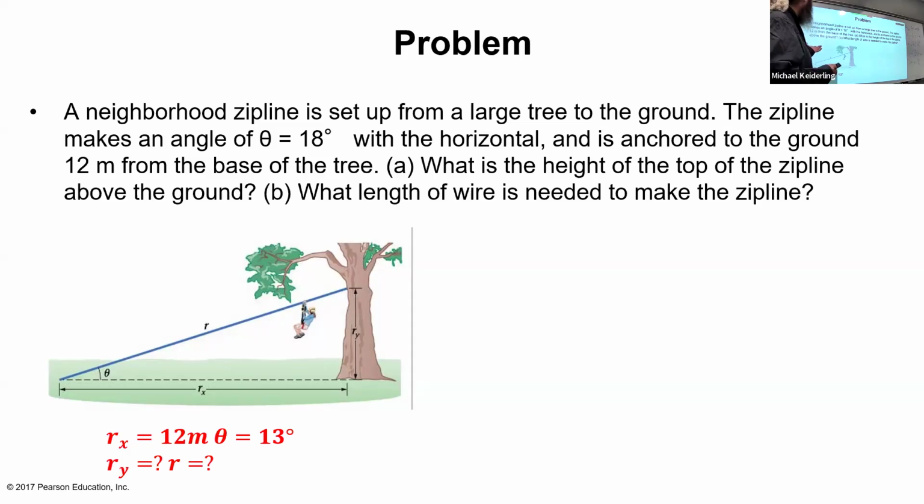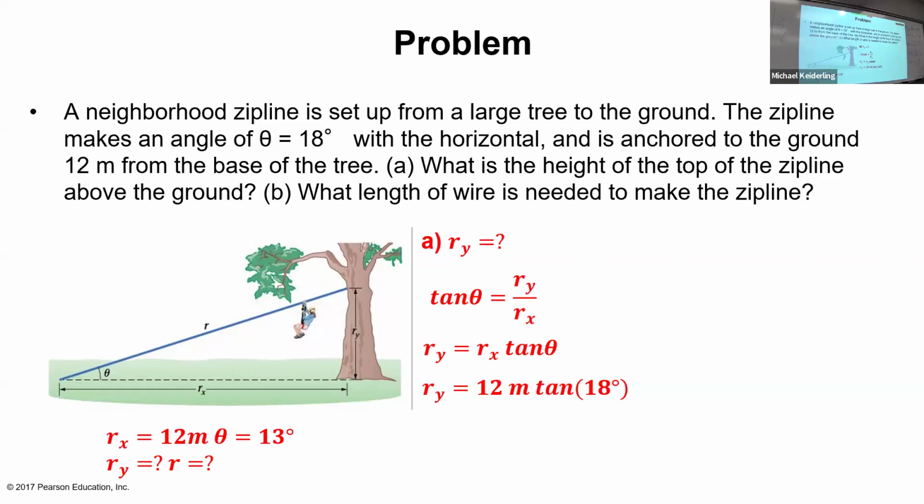So for part A, to find the height, knowing Rx, trying to find Ry, and knowing theta, we could use this equation. We want to find Ry. The tangent of theta is Ry over Rx. So Ry is Rx times tangent of theta. So Ry will be 12 meters times the tangent of 18 degrees.